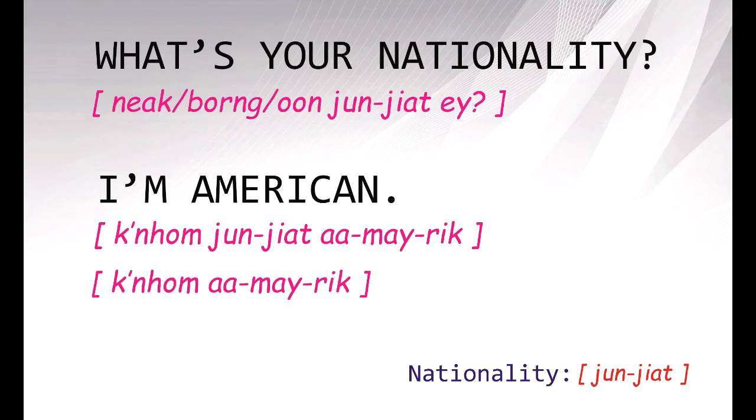And then if you are American, you say I'm American. The first one you say, Khnyom chun chiet Amerik. And you have one more option. You can drop chun chiet, because we understand we talk about nationality. Like in the sentence about country, you can drop country, and in this sentence you can drop nationality. So you just say, Khnyom Amerik. Only this is enough to understand.